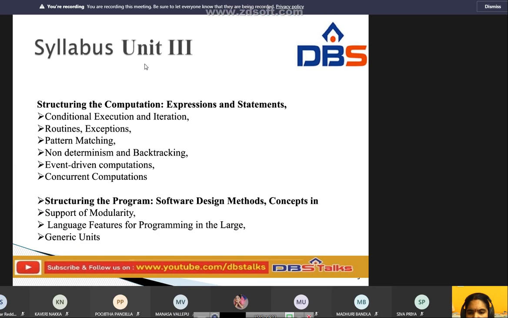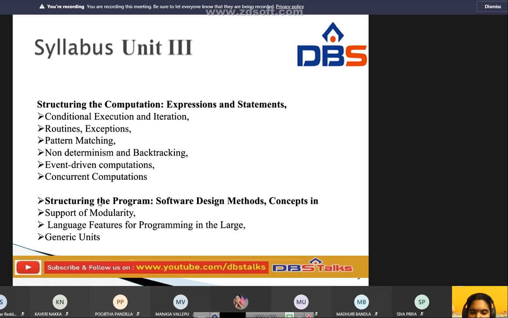This is the third unit syllabus. Here you have first one, structuring the computation. In that, we have expressions and statements. In that we have these topics: conditional execution and iteration, routines, exceptions, pattern matching, non-determinism and backtracking, event-driven computations, concurrent computations.